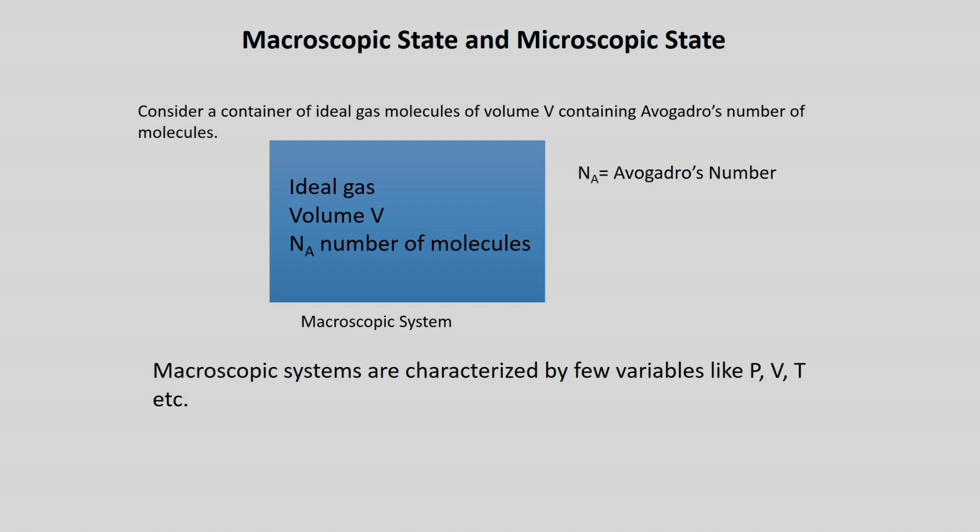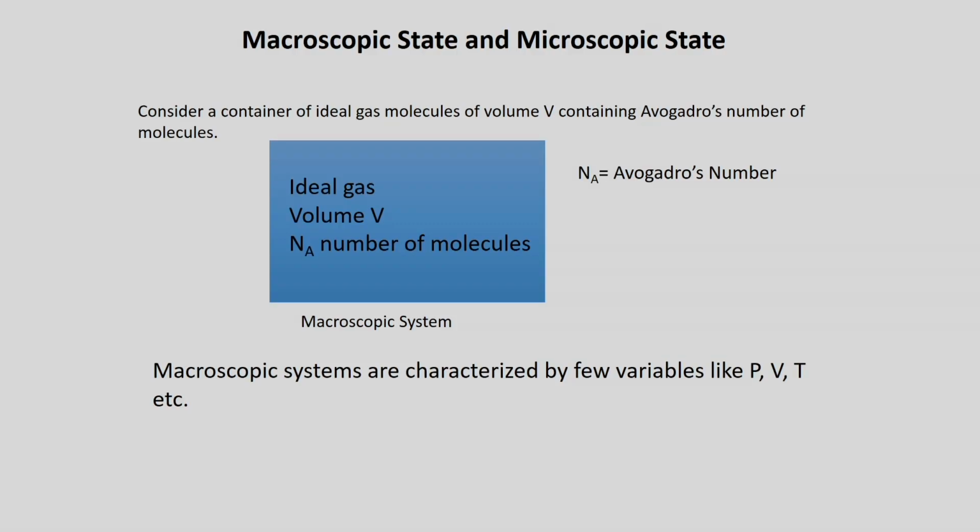Okay. So today we will discuss macroscopic state and microscopic state. For that, we first consider a container of ideal gas molecules of volume V. This container contains Avogadro number of molecules. So this is the container. We consider one container containing ideal gas, the volume of the container is V, and in that container we have kept Avogadro number of molecules.